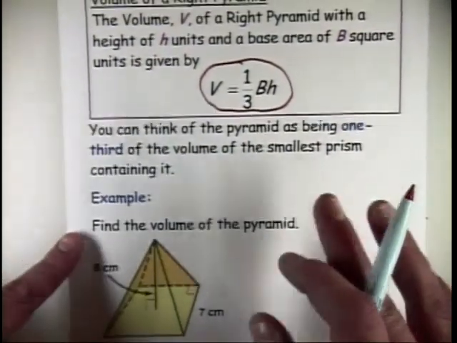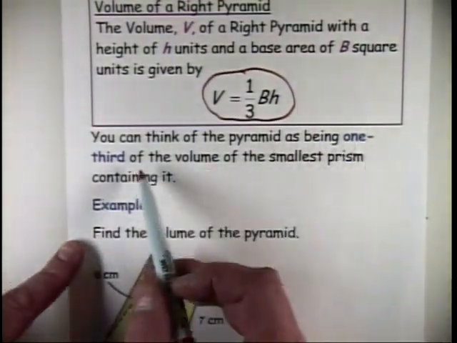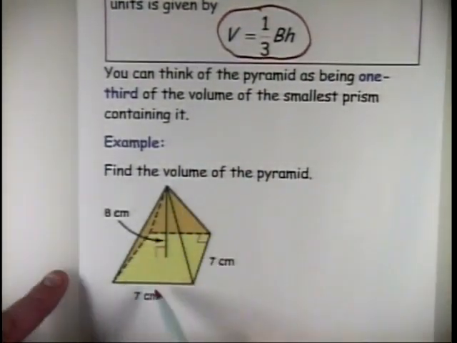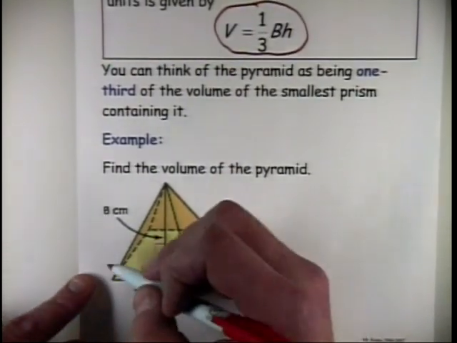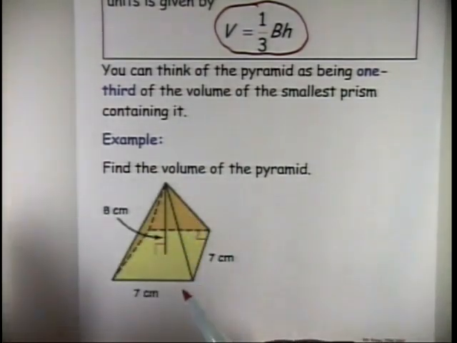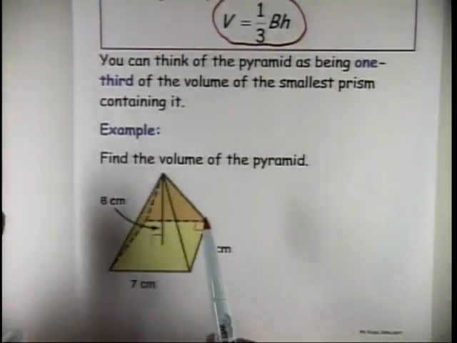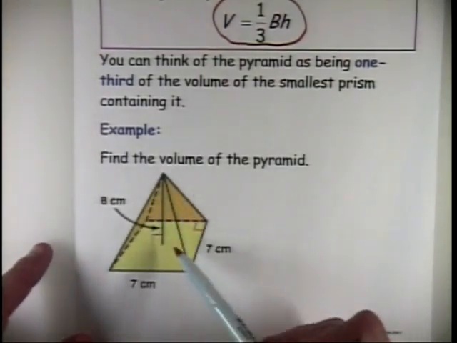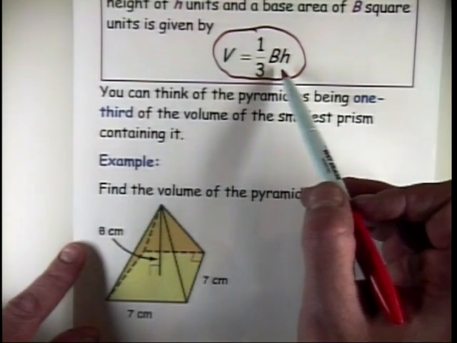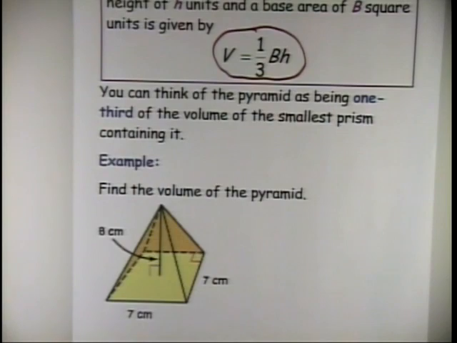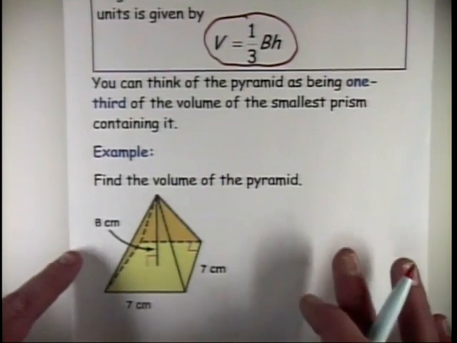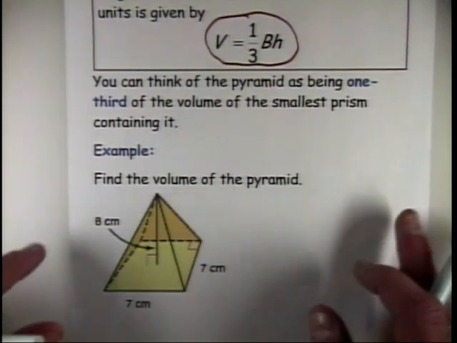All right? Now, very similar, we can think of a pyramid as being one-third the volume of the smallest prism that contains it. So here's a square pyramid. If you were to draw a cube, a box containing this pyramid, the smallest such box, you can think of starting with that block and carving out this pyramid from it, and the volume of the resultant pyramid will be one-third of the original cube, which is, again, kind of a neat idea. We're going to get to that in the Say What here in just a second. We're going to talk about a famous mathematician who did something similar to that.